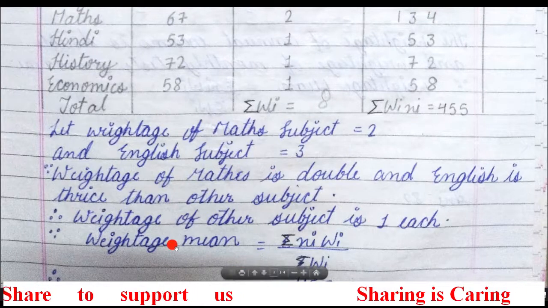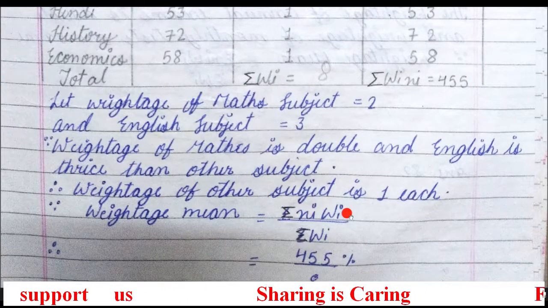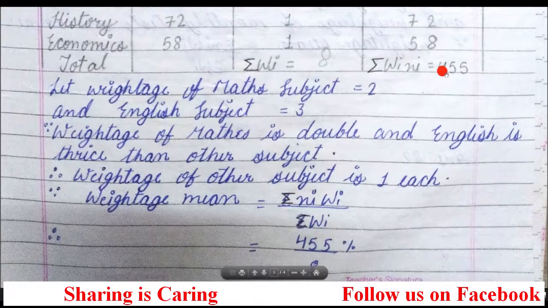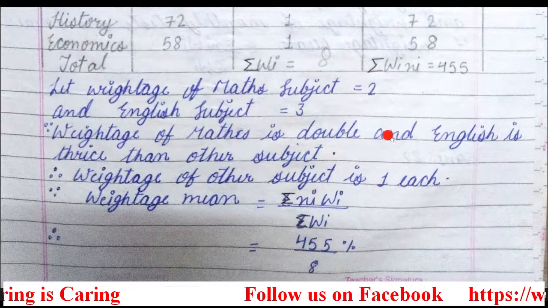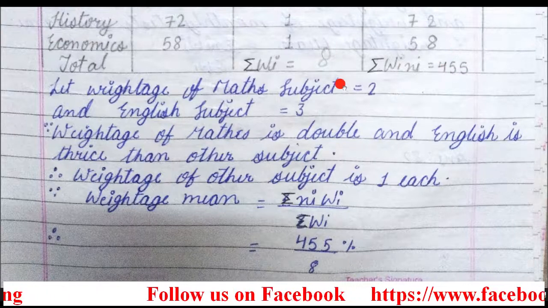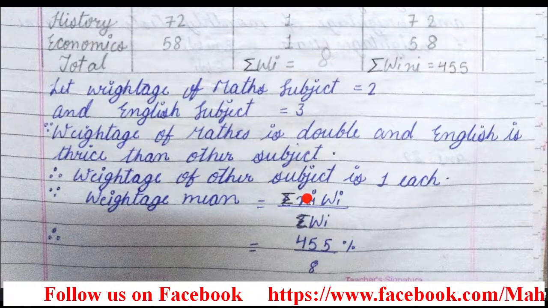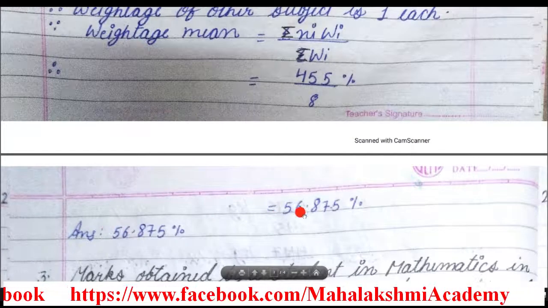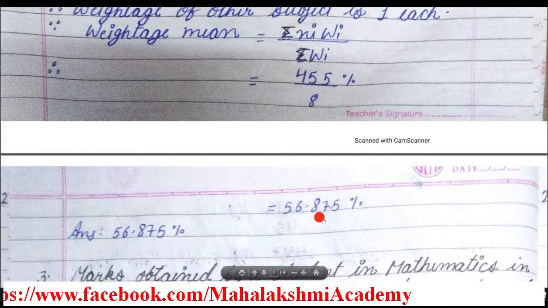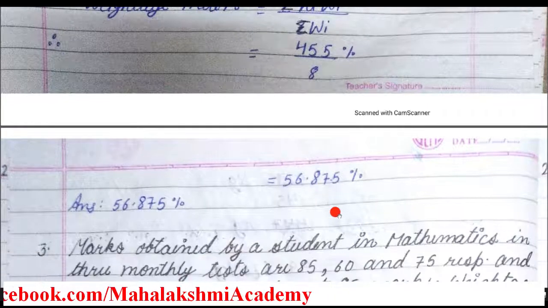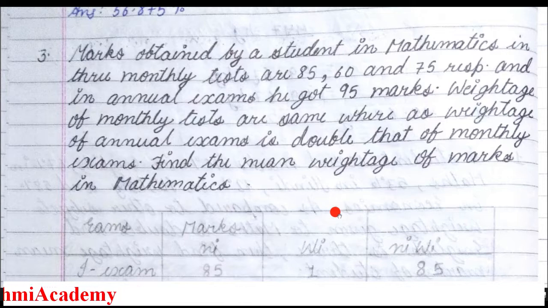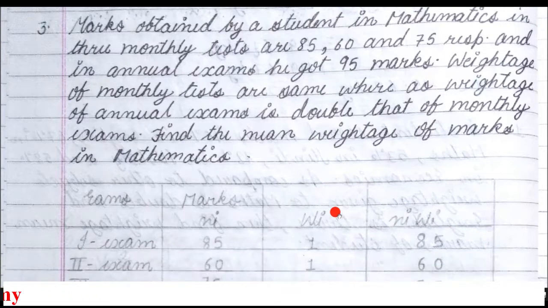Now the weighted mean formula is sigma xi wi upon sigma wi. In that just put the values from the table. Sigma xi wi is 455 and sigma wi total is 8. Divide it, so that will give you the weighted mean is 56.875. Now first I am teaching question number 3, then we will move to question number 2 of the same exercise, that is exercise 17.5, weighted mean.